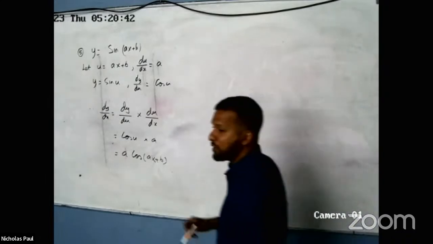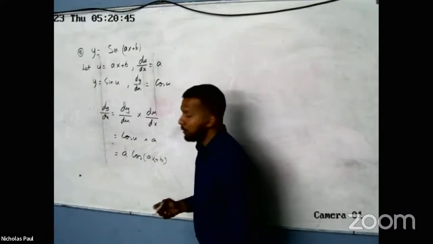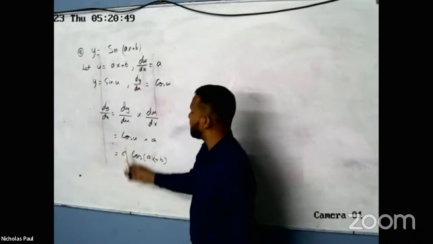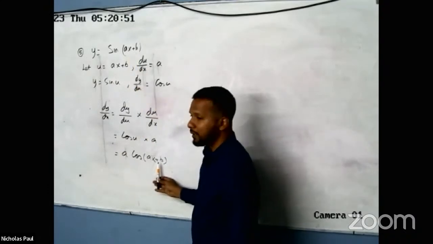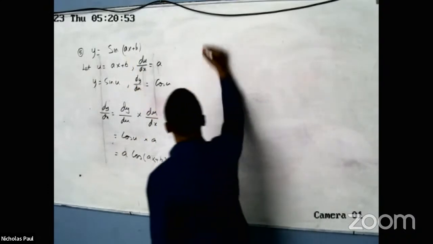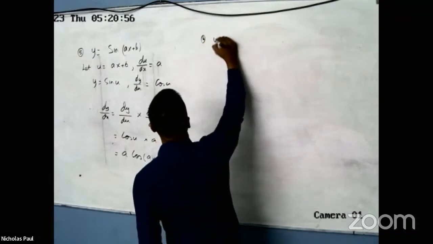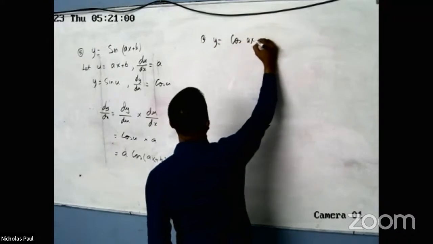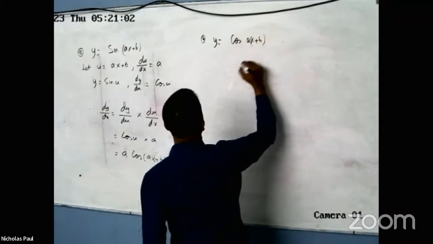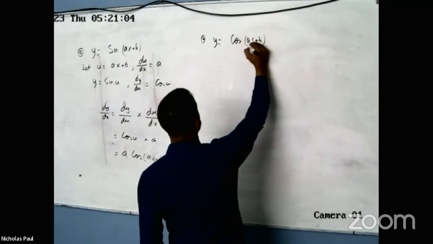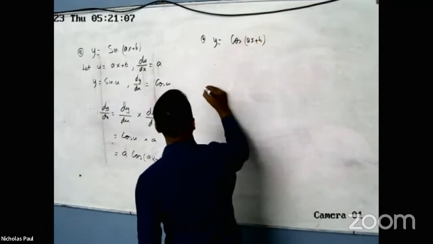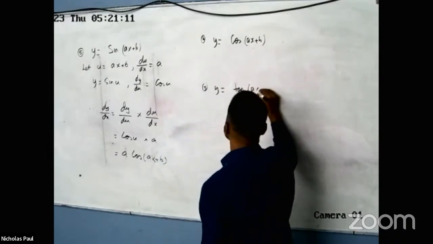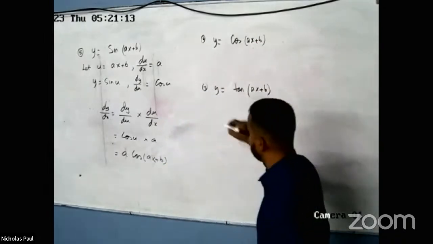What's the short way? The differential of sine is cos, the differential of ax plus b is a, and then I write back ax plus b. So let's do a quick exercise. Write down the differential of cos of ax plus b and the differential of tan. Do the short way.